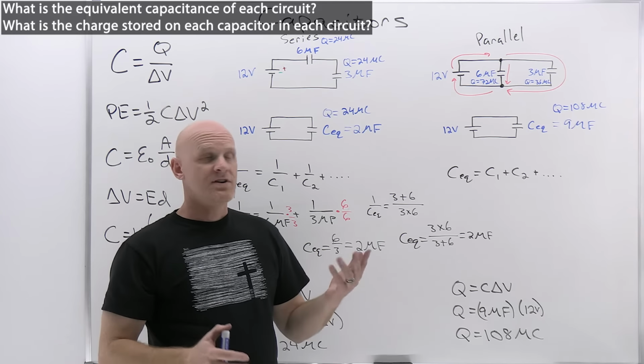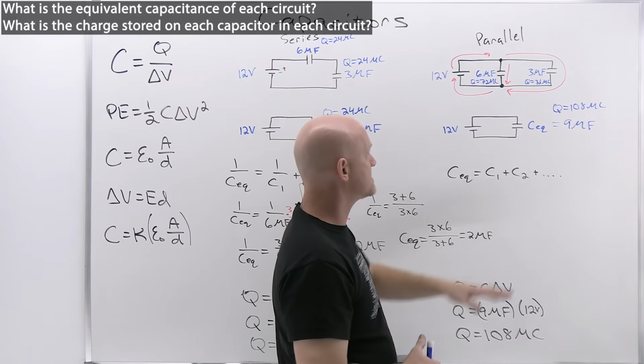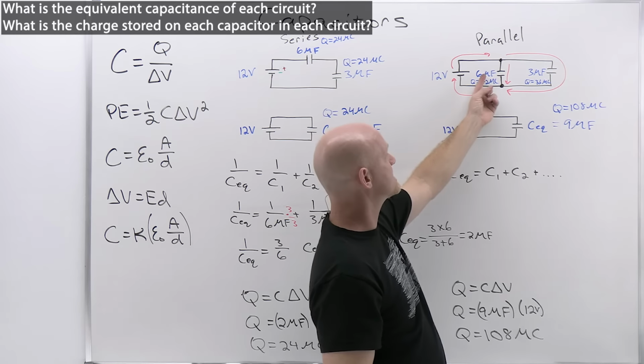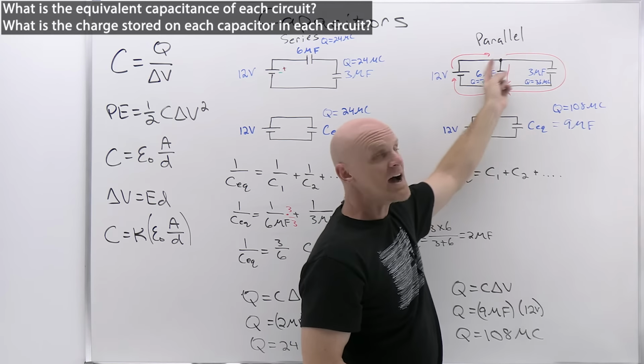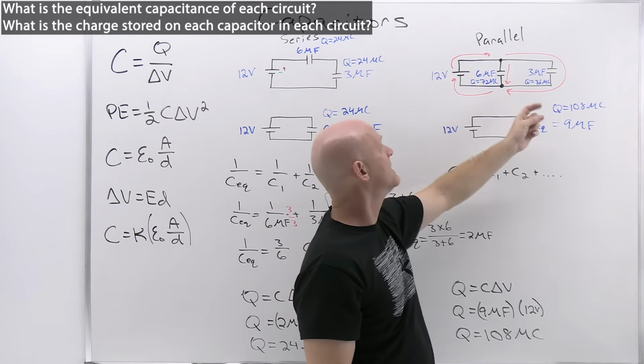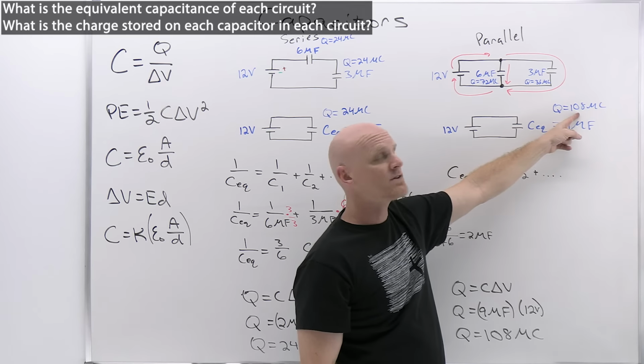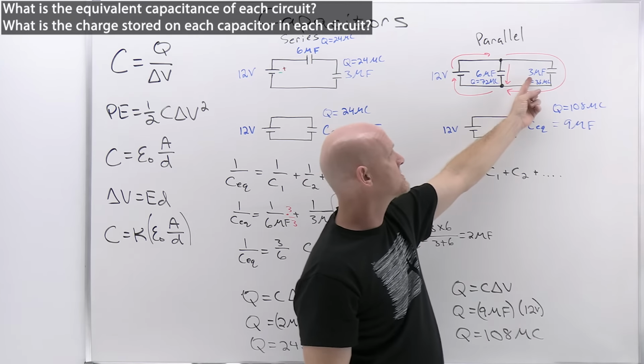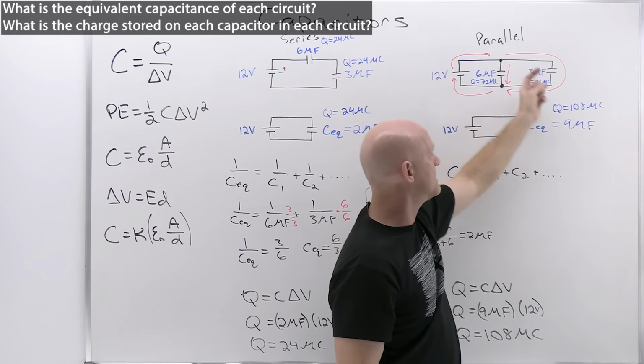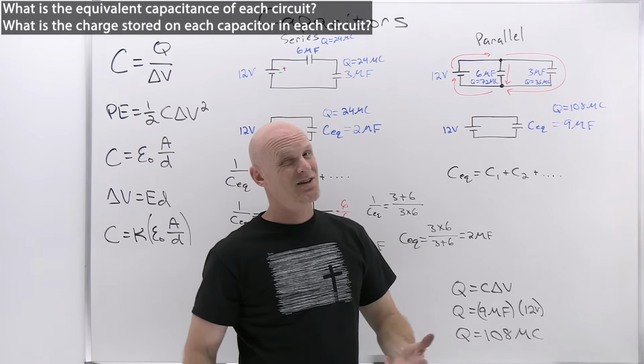The other way you could have figured this out, you could have said, in this case, you've got 108 total, and this one is going to get 6 out of a total of 9 microfarads, if you will, 6/9 of that 108. And if you take 6/9 of 108, you get 72. Whereas this is only going to get 3/9 of 108, which comes out to 36. That's the other way you could have looked at that.